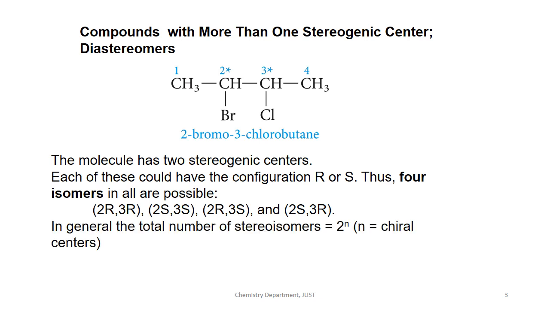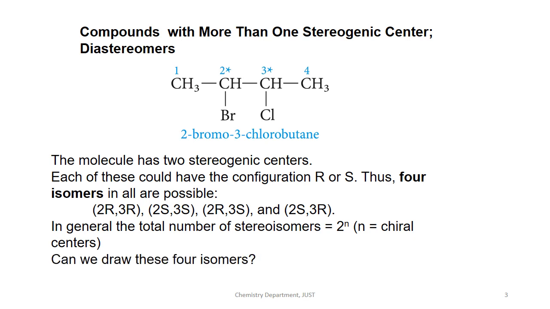In general, whenever we have more than one chiral center, we can predict the number of stereoisomers by using this formula, 2 to the power n, where n is the number of chiral centers. In this case, 2 to the power 2 is 4. If we have 3 chiral centers, then we have 2 to the power 3, that would be 8, and so on. So now what's the relationship between these isomers?